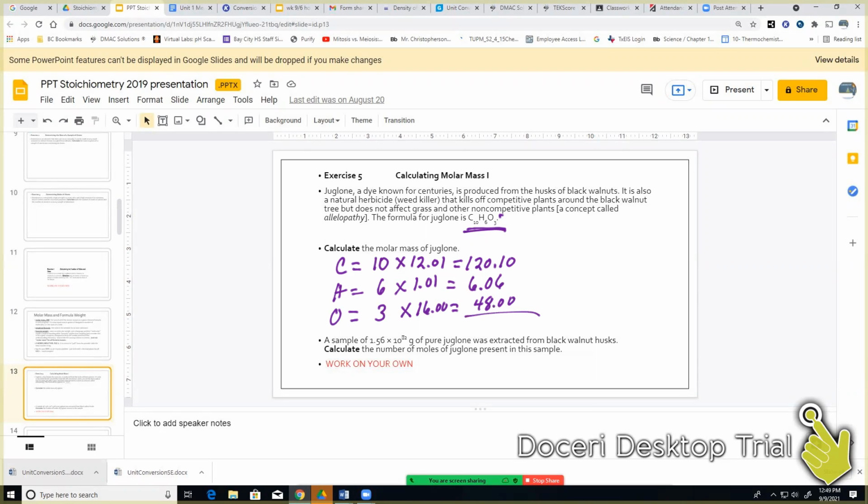So that's the mass of all elements. I just took their molar mass and multiplied that by how many atoms they have. And then the last step is adding them all up. So 174.16. And this is where we have grams per mole.